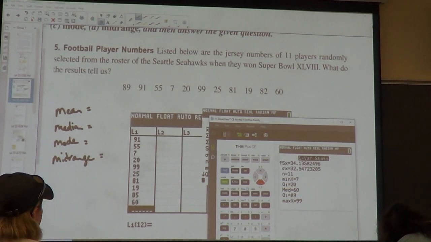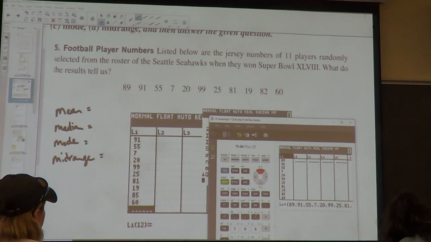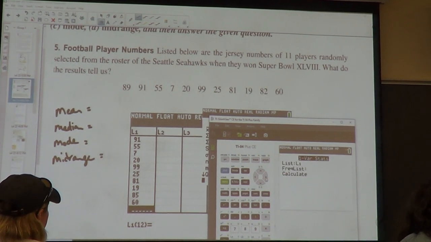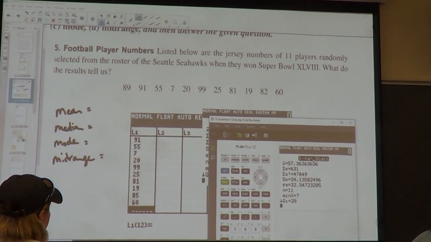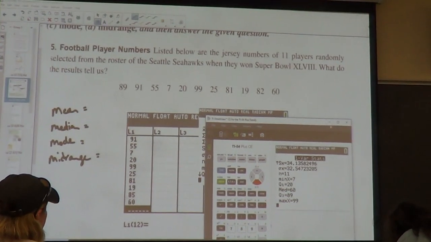Okay, so the first time I did stat edit, I went up to L1 at the top, and I hit clear enter to clear, and then I typed it all in. Then I hit stat over to calc, and then enter until you see a bunch of data on your screen. That's the first page of the answers. And if you hit the down arrow, there's a second page of the answers.